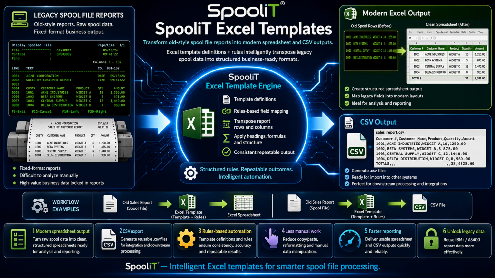Let's create another SpooliT Excel template for a different report. We will select a report that has more report sections. We will end up with 3 report sections extracted. We will also look at how to append one section to another section so that the data from each section is merged together into a single Excel row.